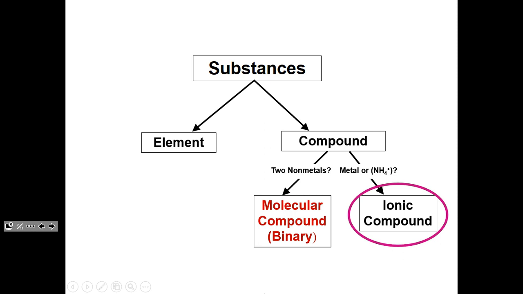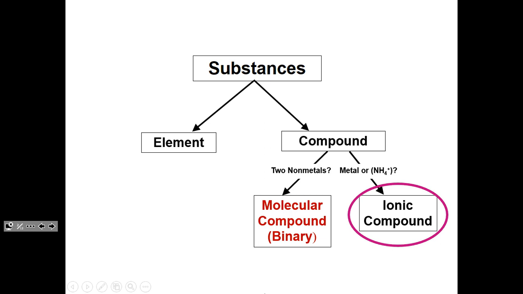But the type of molecule that we're going to learn to name is a binary molecular compound, which really means it's just got two elements in it. And since it's molecular and it's going to be sharing electrons rather than transferring electrons like ions do, it's going to be a binary molecular compound, which means a two non-metal compound.